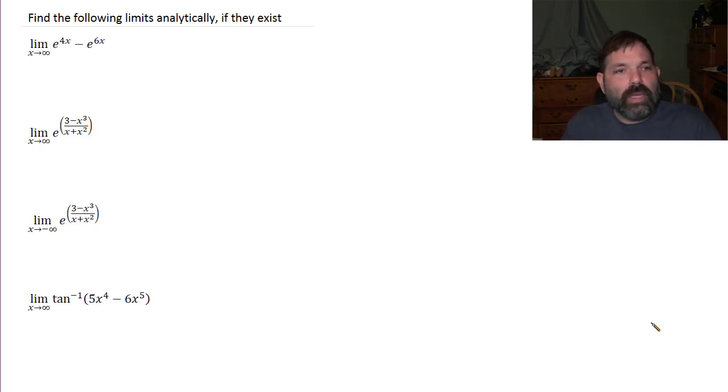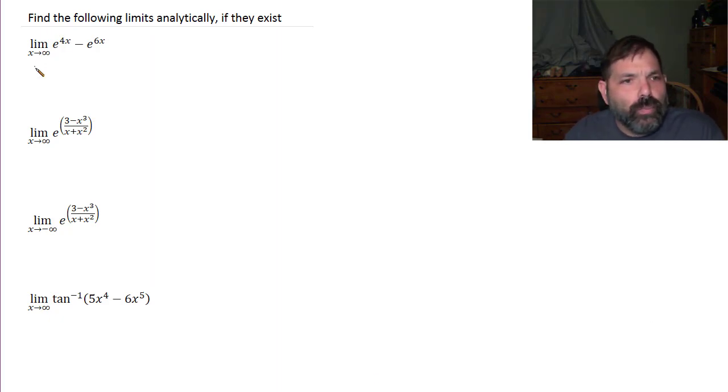So here's a few limits that we want to evaluate, and we can't evaluate any of them immediately. We have to do some sort of trick on each of them.